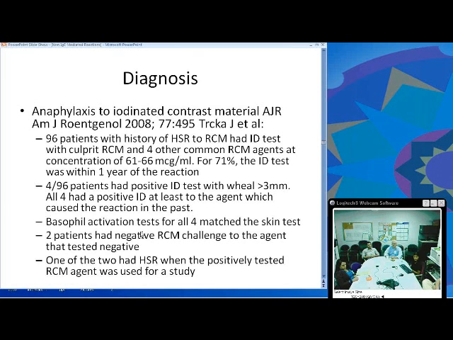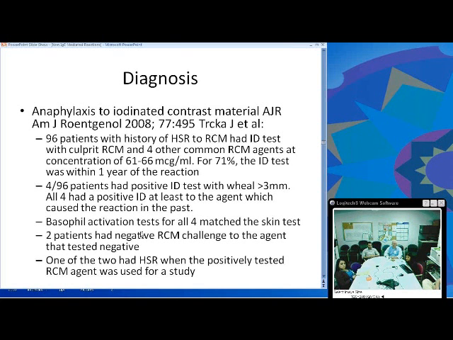So there are a couple of studies that I looked through. This was a study, anaphylaxis to iodinated contrast materials, performed in 2008. They looked at 96 patients who had hypersensitivity reactions to radiocontrast media. They did intradermal testing with the culprit radiocontrast media as well as 4 other common agents, and they did this to see if the specific media caused the reaction. They wanted to look for alternatives. For 71%, the intradermal test was performed within a year of reaction, and they found 4 patients who had positive ID tests, and all 4 of them were at least reactive to that specific agent which they received and had the reaction to, apart from the other 4 that they were tested for.